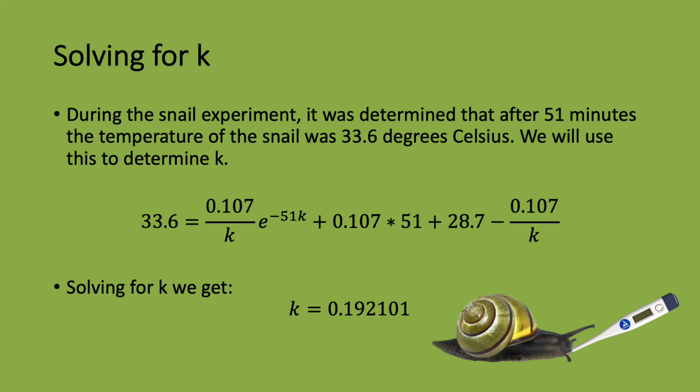Now that we have our mathematical model to represent the snail's temperature with shell insulation, we can solve for k, the constant rate of proportionality. During the snail experiment, it was determined that after 51 minutes, the temperature of the snail was 33.6 degrees Celsius. We can plug this into our model S of t and solve for k. We found that k equals 0.192101. This constant depends on the properties of the material. In our case, the material is the snail's shell, which is mostly calcium carbonate, a compound found in many rocks.